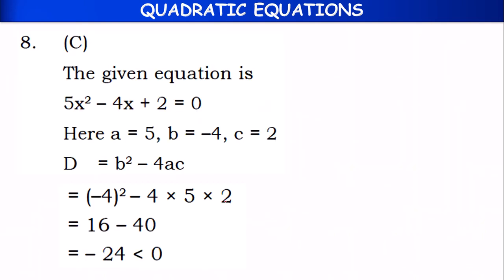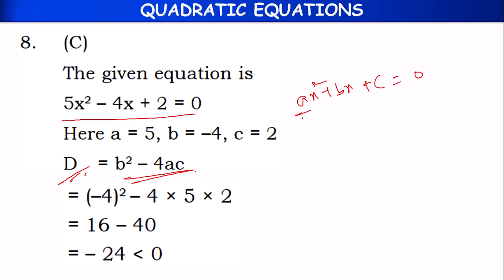So what we have to do? We know that discriminant d value formula is b square minus 4ac. This is the given equation. If we compare it with the general form, ax square plus bx plus c equal to 0, in the place of a we have 5, in the place of b we have minus 4, in the place of c we have 2.